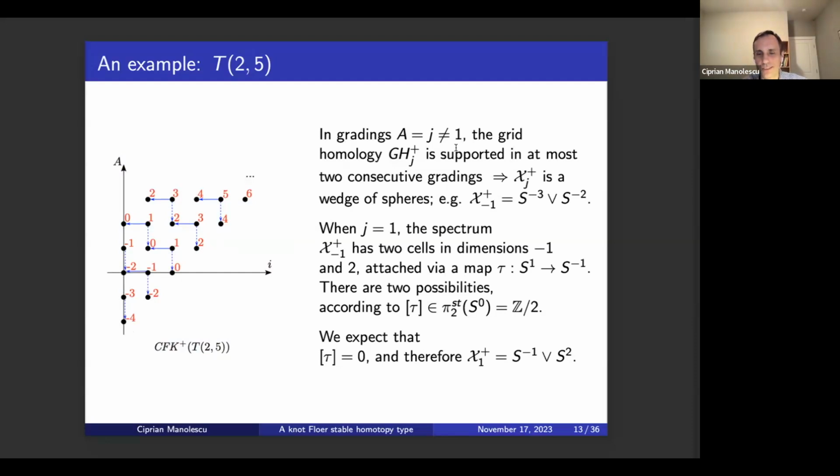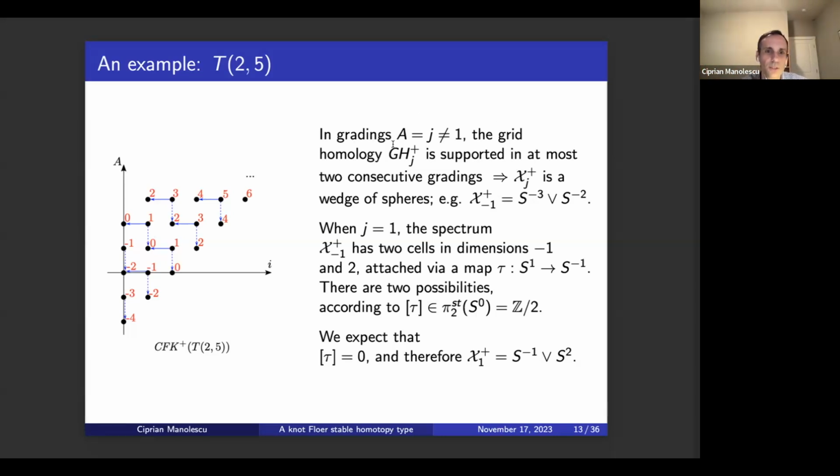Now, it's just a really easy exercise in stable homotopy theory that if you have homology that's supported in 2 consecutive gradings and it's free, then there's only one possibility for the corresponding spectrum, namely it has to be a wedge of spheres. The only interesting thing that could possibly happen is if they're not in consecutive gradings.